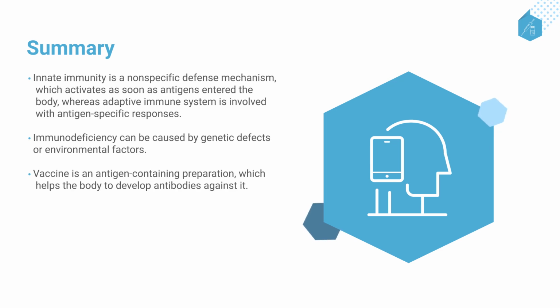Innate immunity is a non-specific defense mechanism which activates as soon as antigen is introduced into the body, whereas adaptive immune system is involved with antigen-specific responses. Immunodeficiency can be caused by genetic defect or by environmental factors. Vaccine is an antigen-containing preparation which helps the body to develop antibodies against it, leading to artificially acquired active immunity.